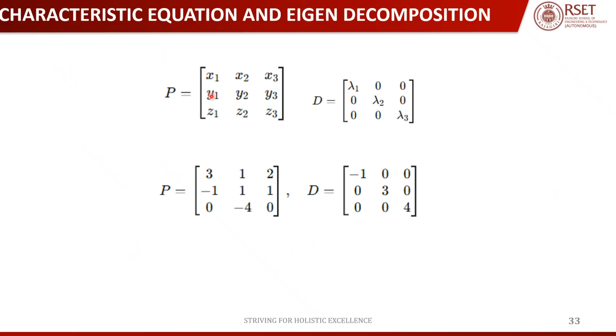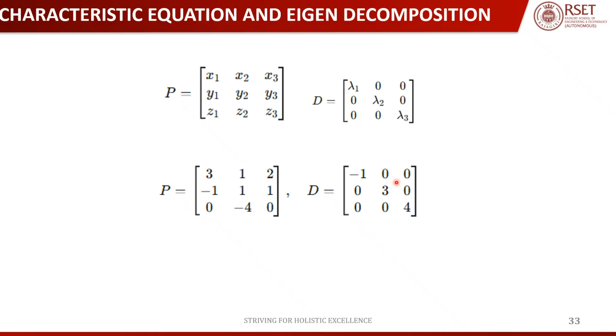So this is the third eigenvector. Now you know how to form P, right? We just keep the first eigenvector, then the second eigenvector, and then the third eigenvector. So this was our x1, 3, negative 1, 0, and this was our x2, 1, 1, negative 4, and this was our x3, that is 2, 1, 0. And 3, negative 1, 0 was the eigenvector corresponding to the eigenvalue negative 1, so you write negative 1 in the first diagonal entry. Your second column was corresponding to the eigenvalue 3, so you write the second diagonal entry to be 3, and the third eigenvector corresponds to the eigenvalue 4, so you have the third diagonal entry to be 4.